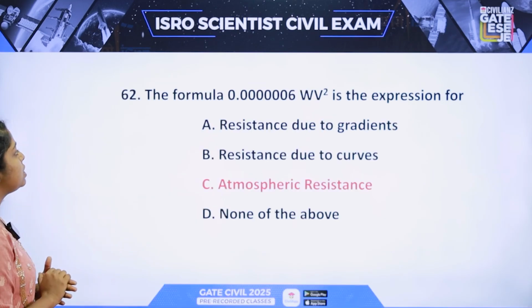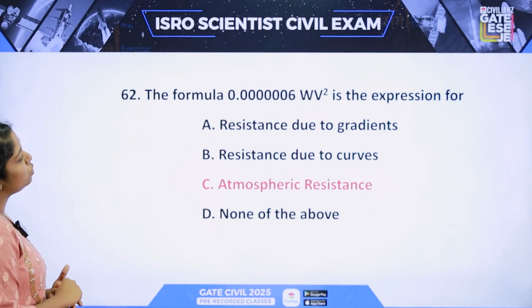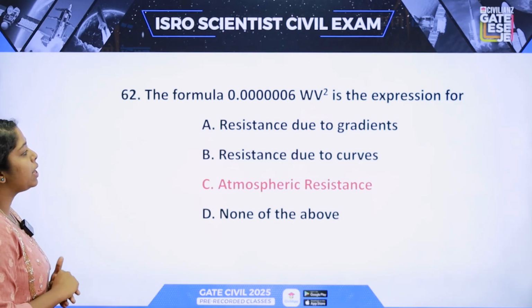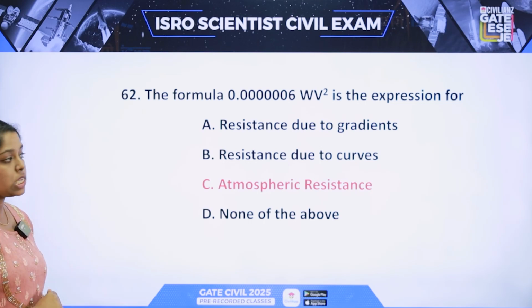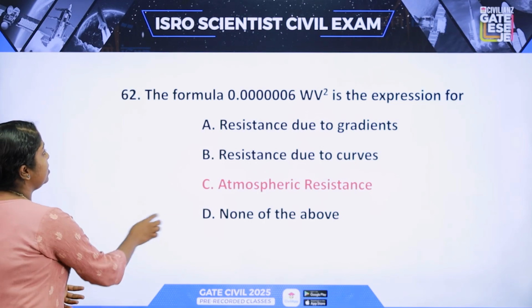Moving on to the 62nd question. The formula 0.00006 WV square is the expression for... This is the expression for atmospheric resistance. So, option C is the right answer.